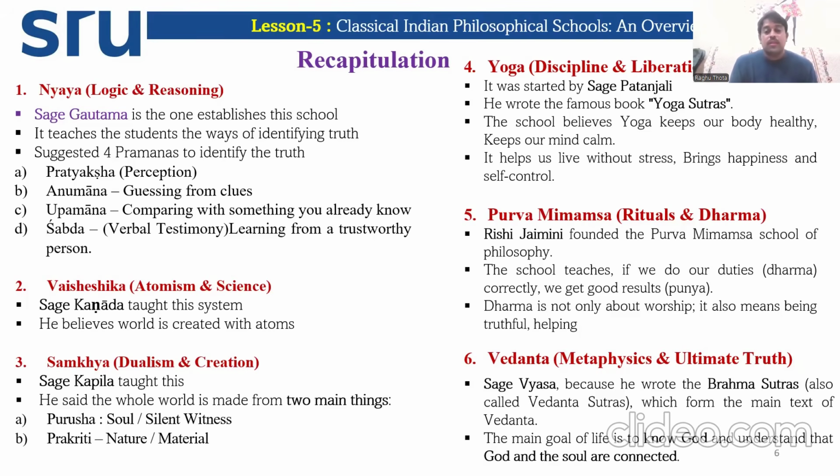And the sixth one is Vedanta school. It is a school of metaphysics and ultimate truth. It was proposed by sage Vyasa because he wrote the Brahma Sutras, also called Vedanta Sutras, which form the main textbook called Vedanta, which is the base of this school.